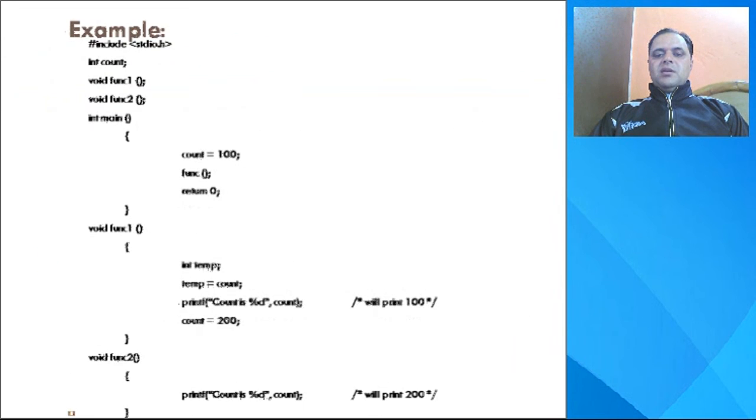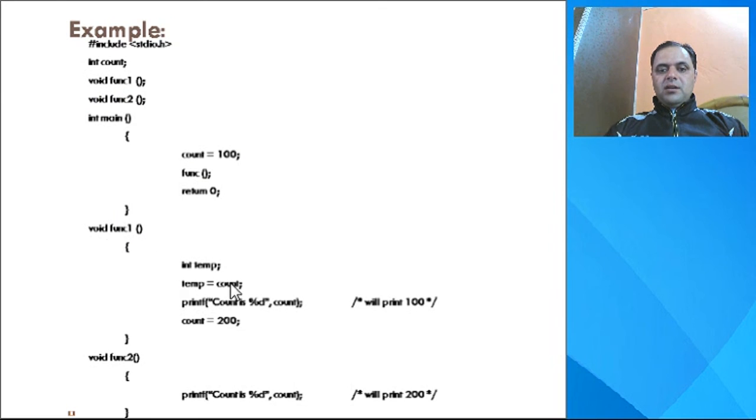So here, include standard input, then int count. I have declared a global variable here, int count, function 1, function 2. In the main function, I have initialized the count to 100.